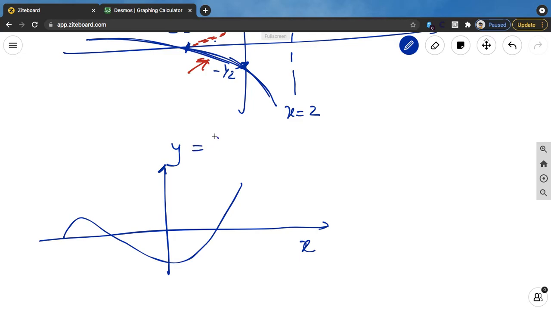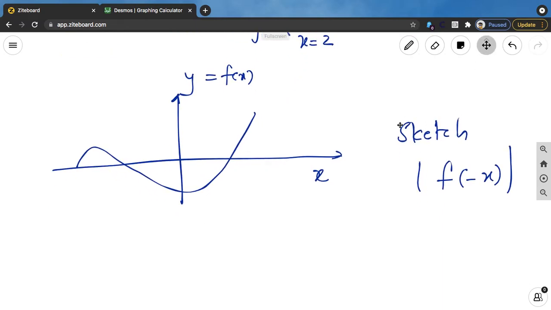So this is the graph of y equal to f(x), and the question says sketch f of minus x and then the modulus of it. Okay, so let's do it step by step. What does f of minus x do? It reflects on the y-axis. So the right comes to left and the left comes to right.